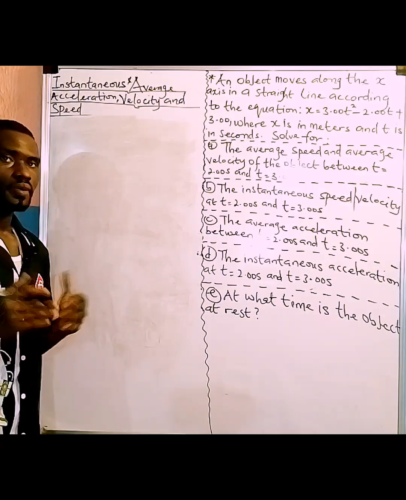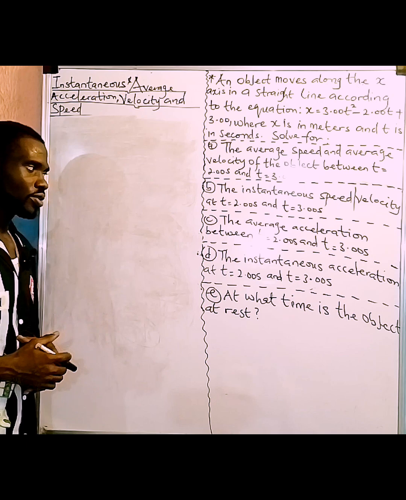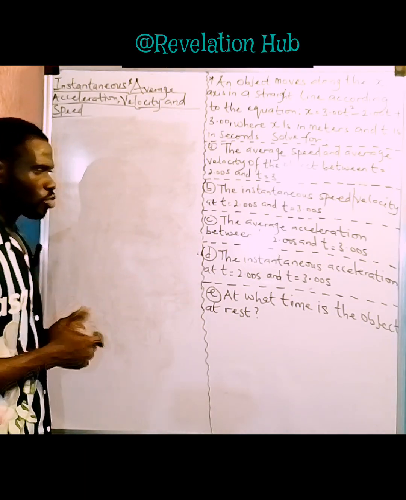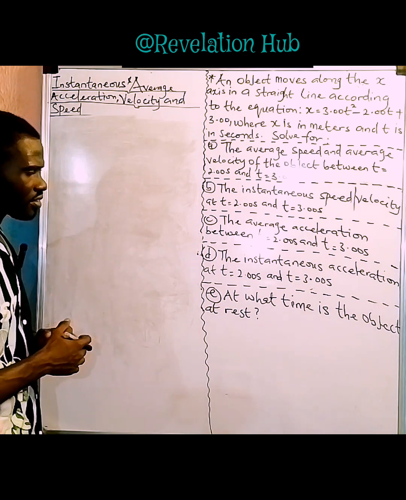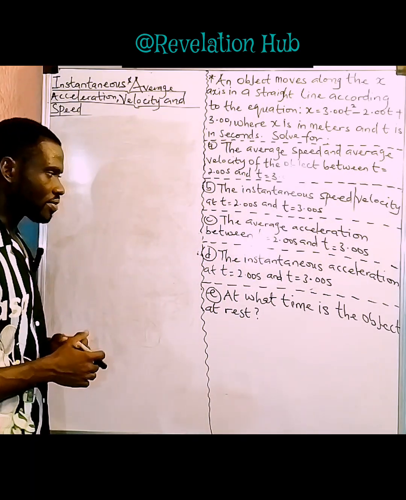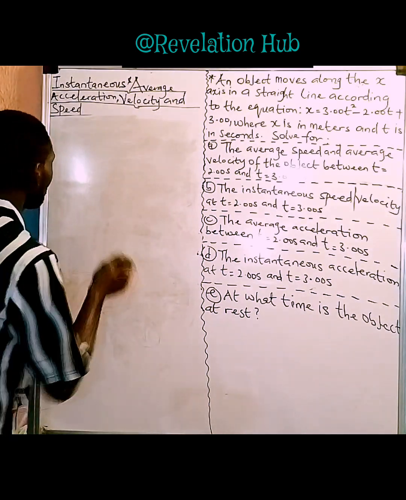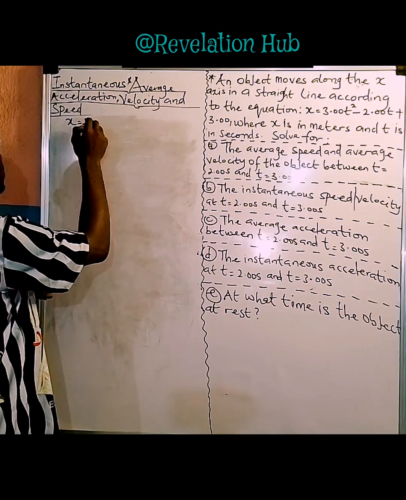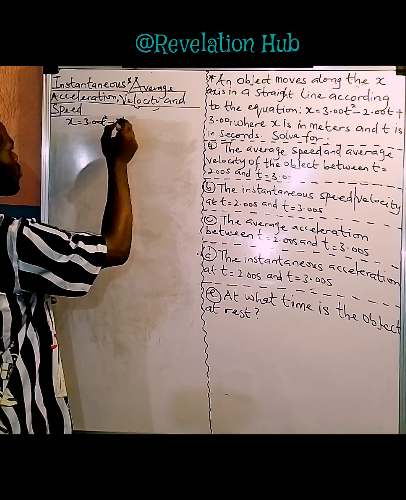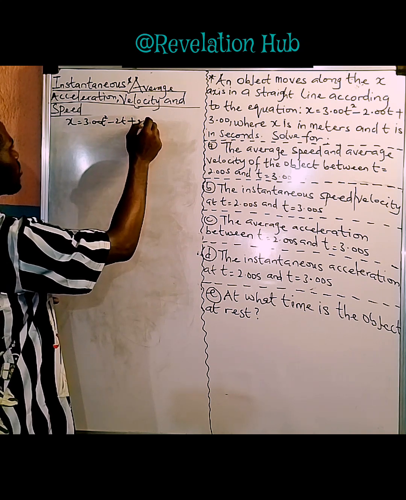As simple as that. Okay, guys, we have two more questions to go. We have D and E for the very first question. Here we have to get the instantaneous acceleration at time 2 seconds and time 3 seconds. Let's quickly see our equation of motion: x = 3t³ - 2t² - 3t + 3.